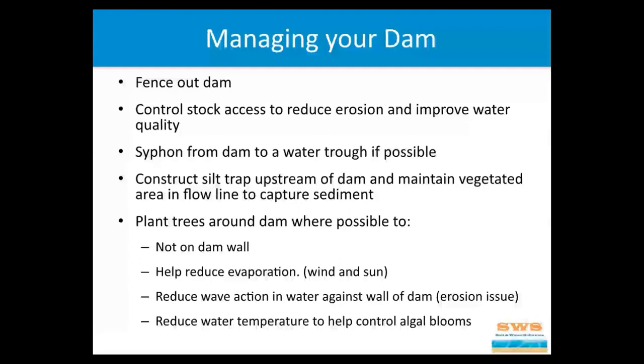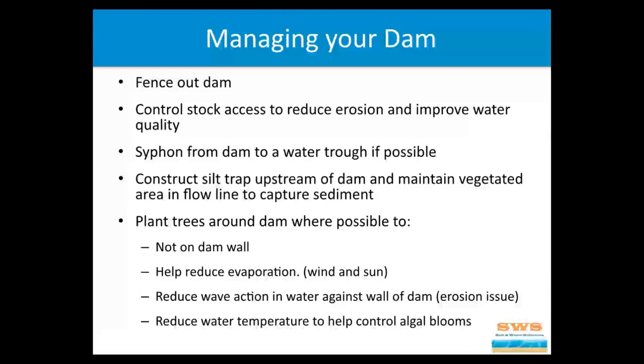If possible, you can siphon from the dam to a water trough below the wall. Therefore, the dam's not touched at all, and you've got water then running through troughs. Drop silt traps upstream, maintain vegetated areas, again, to capture as much sediment before it enters your dam.